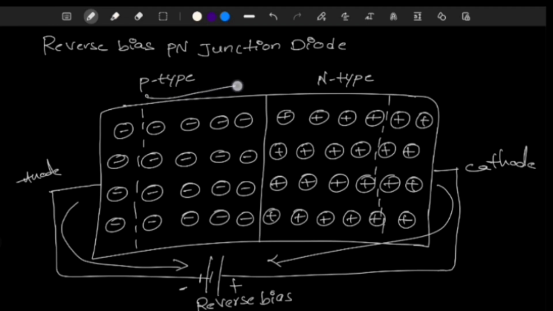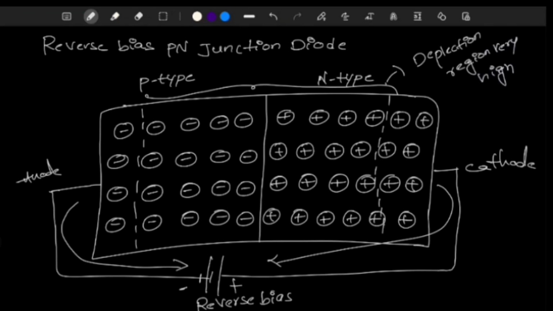So this all is called the barrier potential. There is a large amount of barrier potential in the reverse bias. That's why if the barrier potential is high, it will act as an insulator and there is no flow of current. Why? Because all the electrons or holes are attracted towards the battery. So it will leave the immobile ions. That's why it offers infinite resistance. So by offering the infinite resistance, there is no flow of current in the reverse bias PN junction diode.